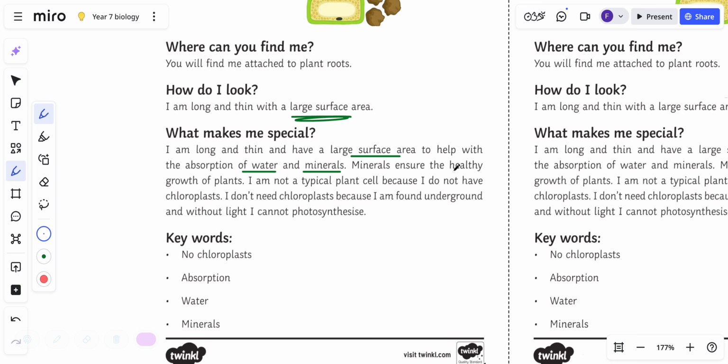They do not have chloroplasts. The reason being they're underground. There's no sunlight there. Right? So keywords, no chloroplasts, absorption of water and minerals.